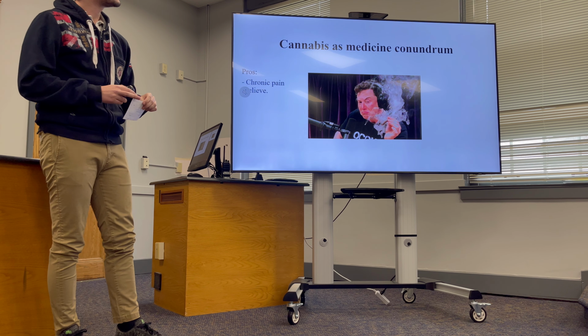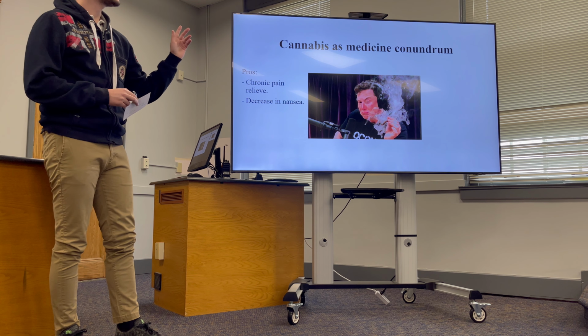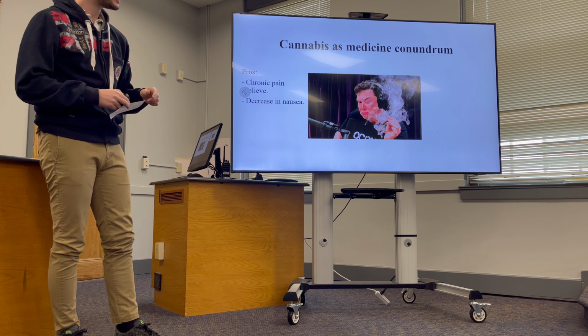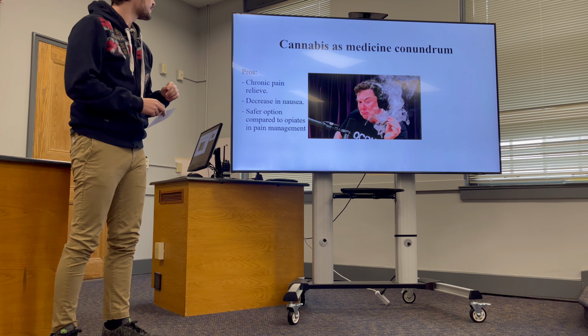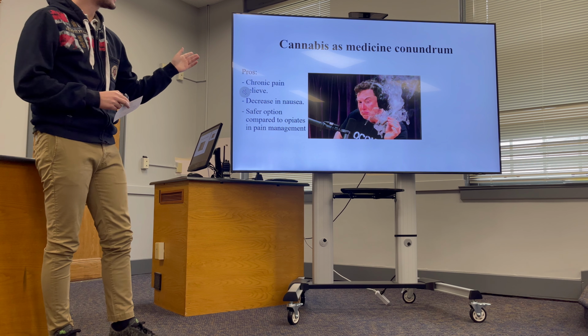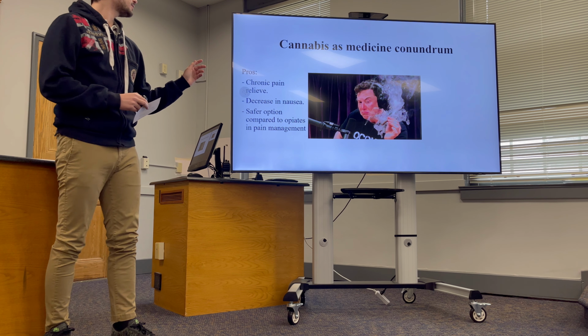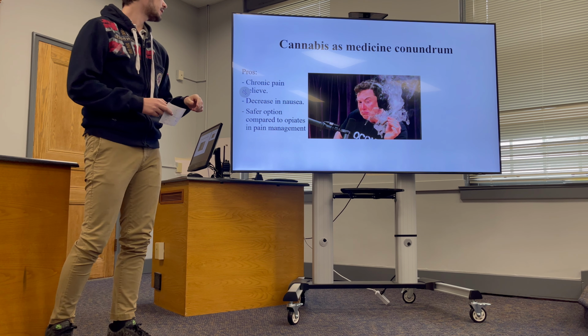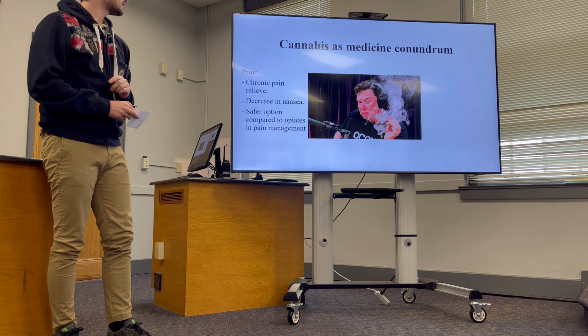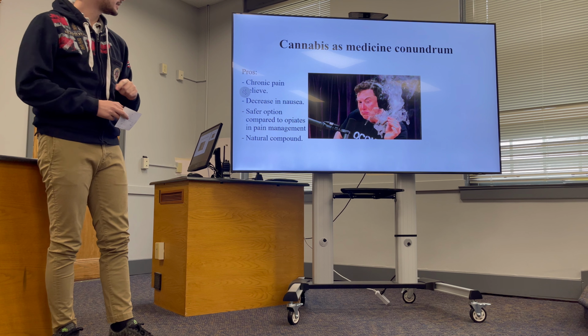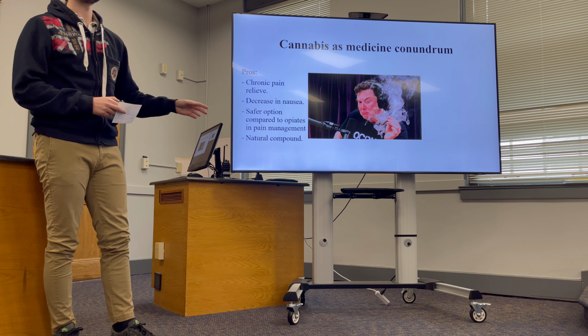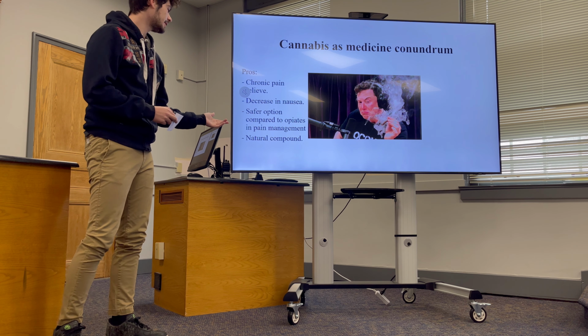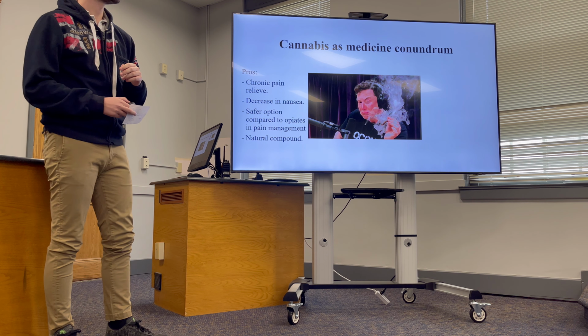So, the cannabis as a medicine conundrum. Well, it has been widely used as a recreational drug, but some of the pros are that it's a chronic pain reliever. It is used to decrease nausea in patients undergoing chemotherapy. It is a safer option compared to other opiates in pain management, and it is a natural compound, which means that it is easier to obtain rather than making it in a lab.